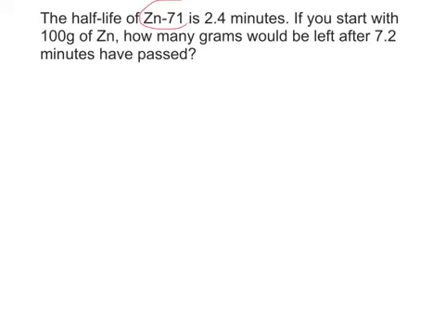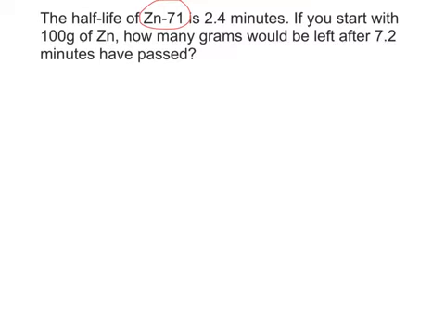This is the name of the element that is undergoing decay. I don't need to do anything with that number. It's zinc 71. That's simply telling me that the weight of this zinc isotope is 71 atomic mass units. However, I do have some other numbers that are important to look at.